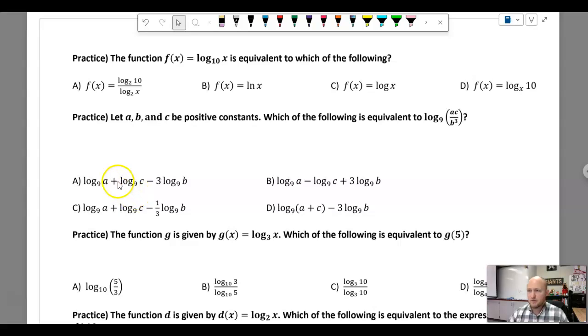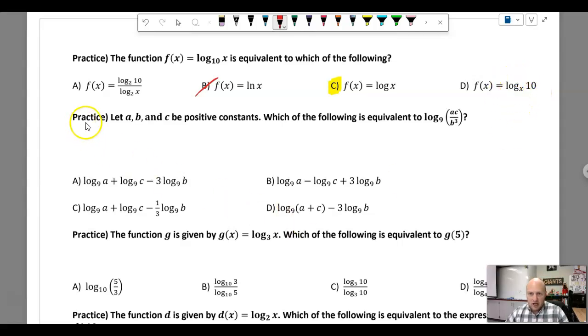Okay, let's jump in. The function f of x equals log base 10 of x is equivalent to the following. Remember, log base 10 of x is the common log. So it is common to see this written as f of x equals log of x, with no base here. It would definitely not be b, right? That's log base e. And a uses change of base. This is similar to change of base, but notice that the x and the 10 are swapped. So they're trying to trick you. And here they probably didn't have a good distractor, so they just threw that out there.